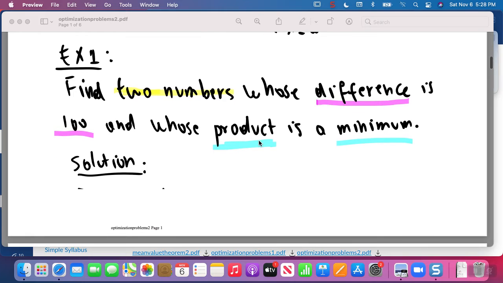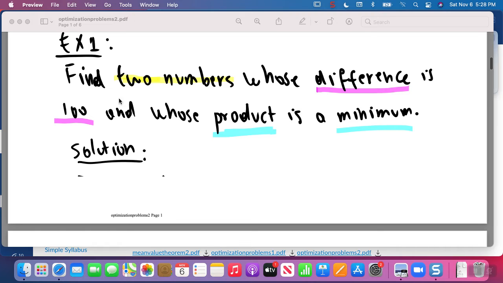The first example says, find the two numbers whose difference is 100 and whose product is a minimum. So when you read the problem, you have to do the analysis. You know they're asking you for two numbers, and the difference of the two numbers must be 100. So when we think about the difference of two numbers, then one number must be bigger than another because the difference is positive.